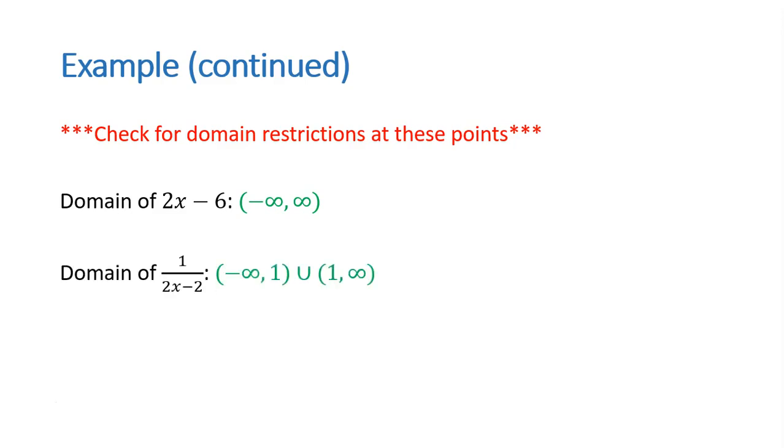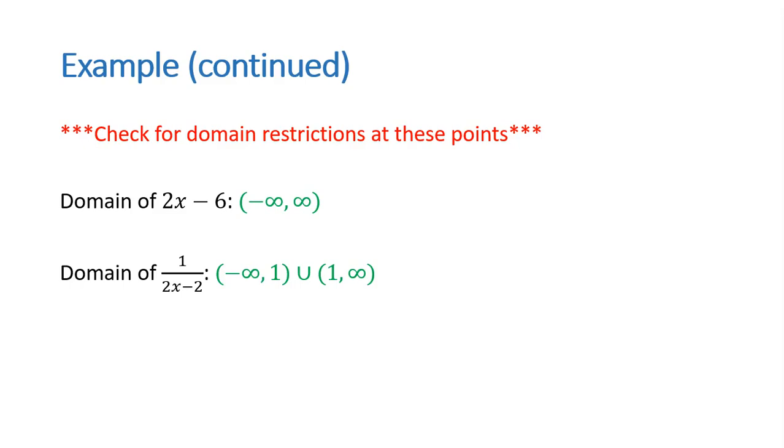For our final function, it turned into a rational function. It turned into 1 over 2x minus 2. So now we have to consider where we would divide by 0. Well, in order for our denominator to be 0, x would have to be 1. So 2 times 1 would be 2. 2 minus 2 is 0. So if x is 1, that would be the only value of x that makes us divide by 0.